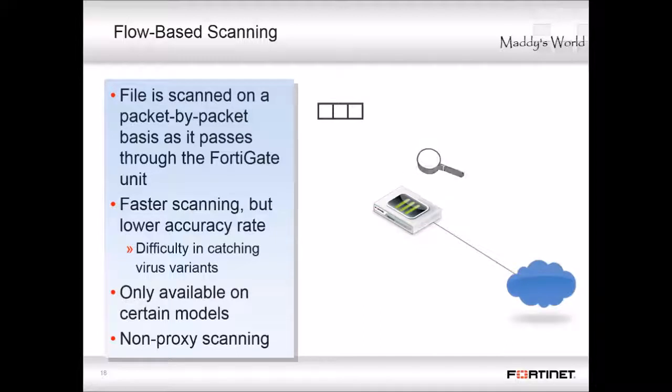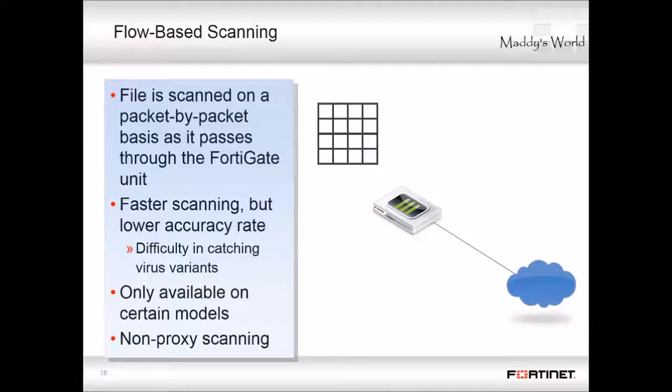Another option is flow-based scanning. Here, the files are scanned on a packet-by-packet basis. In this mode, there is no proxy involved, so you do not get the transmission delay that exists with the proxy-based method. It has a higher throughput for data, but the disadvantage is that it is less accurate. Proxy-based scanning buffers the whole file and scans through it, whereas flow-based scans packets in chunks.